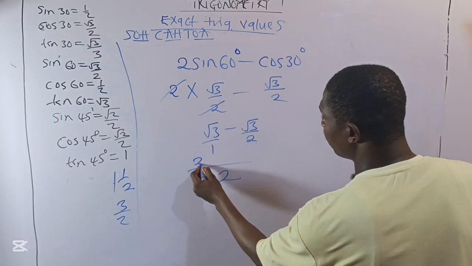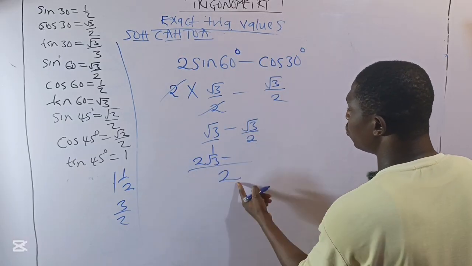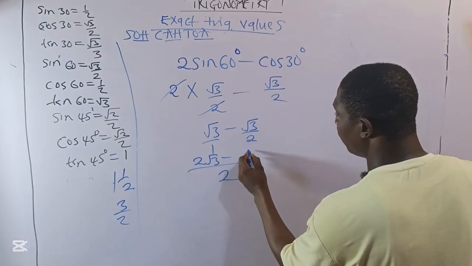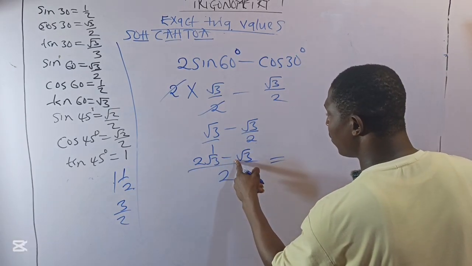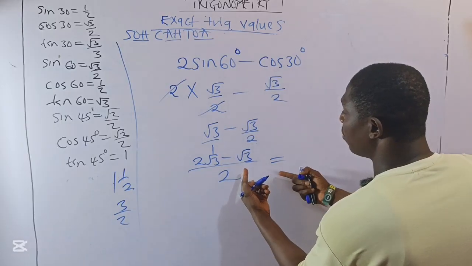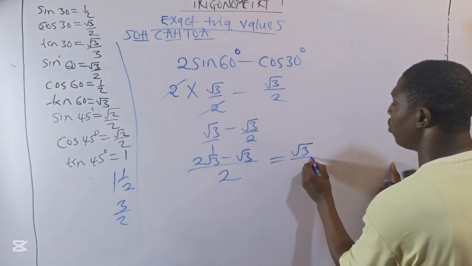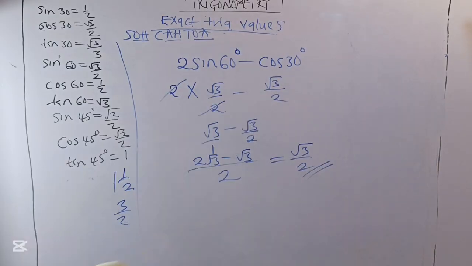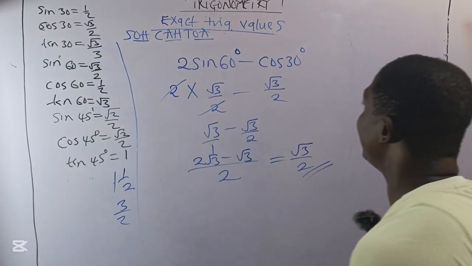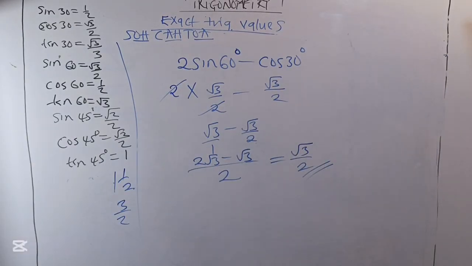2 times root 3 will give me 2 root 3. Minus 2 into 2 is 1. 1 times root 3 will give me root 3. Now, 2 minus invisible 1, since root 3 is common, since it's a like term, will give me 1. So I have root 3 all over 2 as my answer. Let's verify if our answer is even correct, because in SS3 they normally allow the use of a calculator.